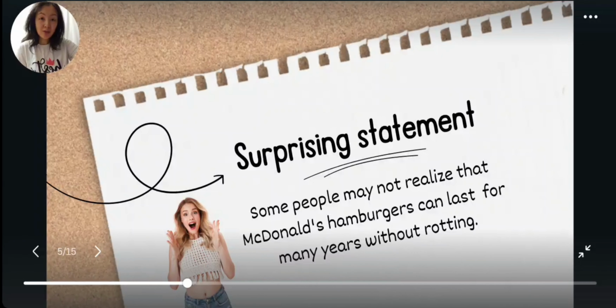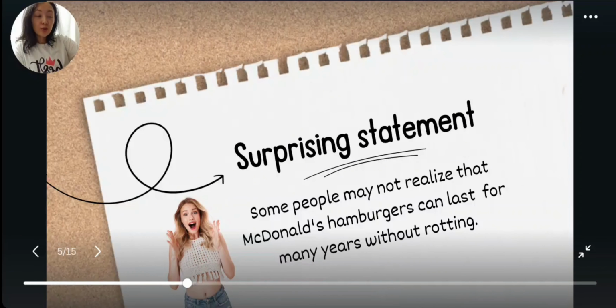So the first option of how to make this hook is to start your essay with a surprising statement. For example, some people may not realize that McDonald's hamburgers can last for many years without rotting. When a person reads it, they immediately think about the possible consequences of eating fast food, or probably their own experience, and of course it makes them want to continue reading.